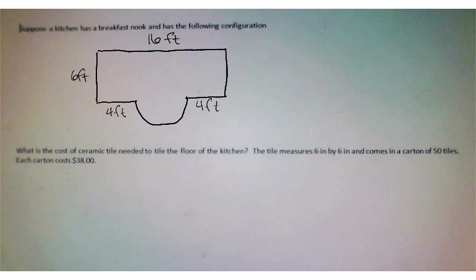And what we want to do is figure out the cost of the ceramic tile needed to tile the floor of this kitchen. The tiles measure 6 inches by 6 inches and come in cartons of 50 tiles. Each carton costs $38. Okay, I know that's only a couple of sentences, but that is jam-packed full of information.